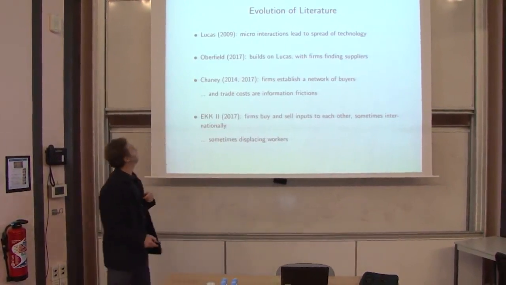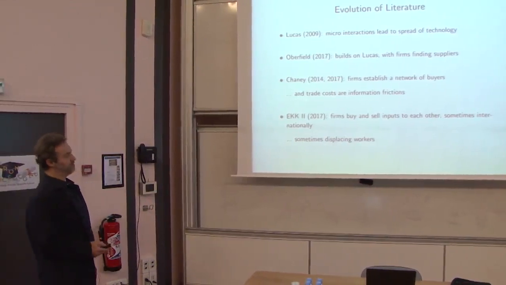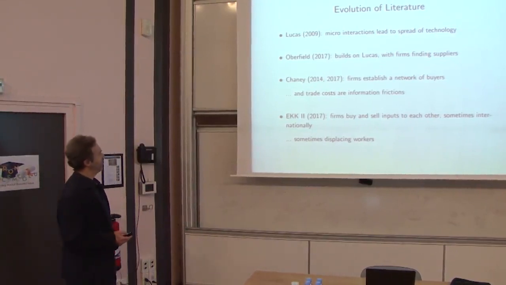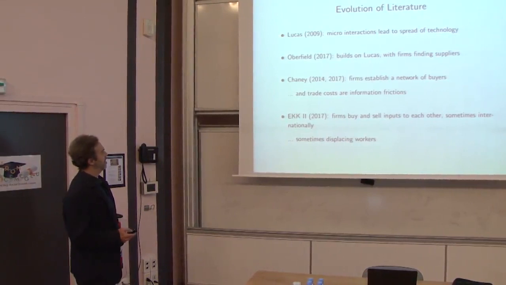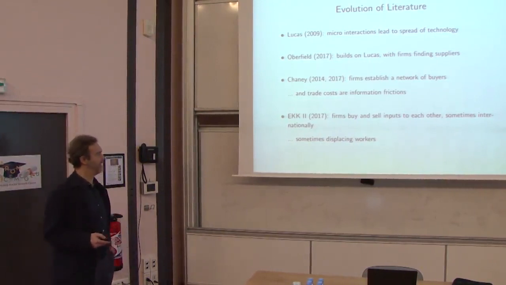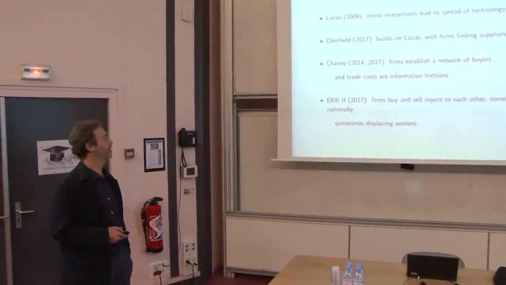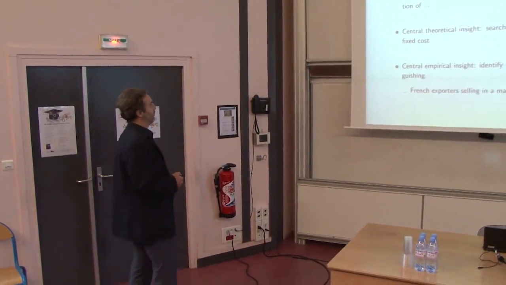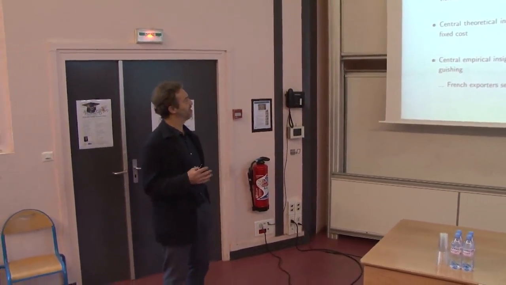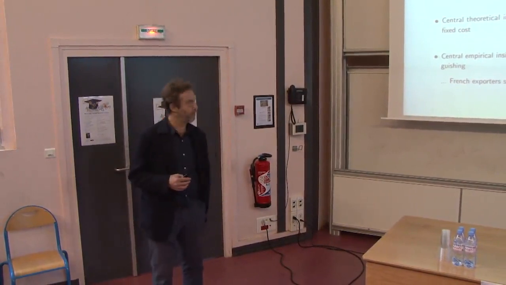Okay, thank you. Great. So there's a bunch of papers that do things that are pretty related, even though they don't try to connect that to labor most of the time. Lucas 2009, Oberfield in revision, Chaney in a set of papers. And so in this paper, we just have firms that buy and sell inputs to each other, sometimes internationally, and sometimes displacing workers. That's the element. So the fundamental feature of the paper is that there's a fixed point a la Lucas and Oberfield that would generate a distribution of input prices, a distribution of output prices, the distribution of a bunch of other things.